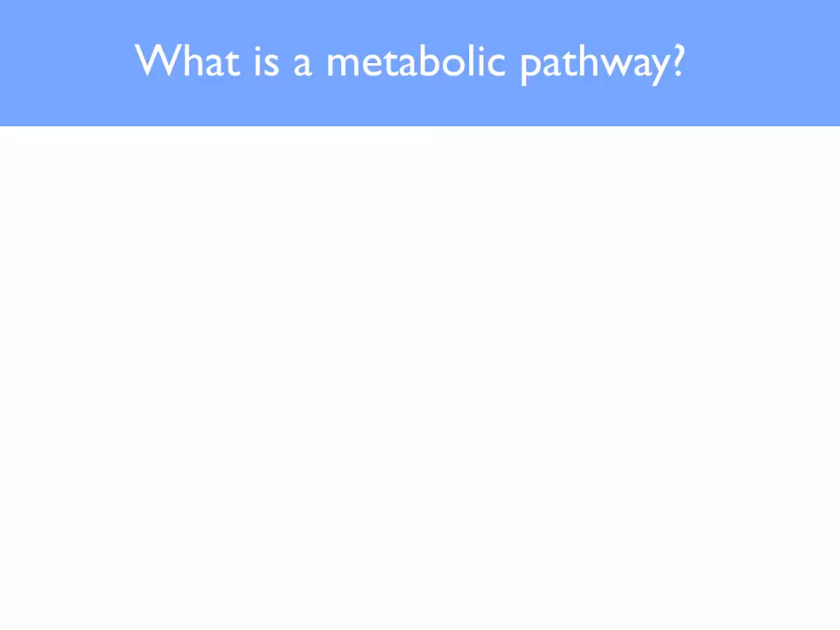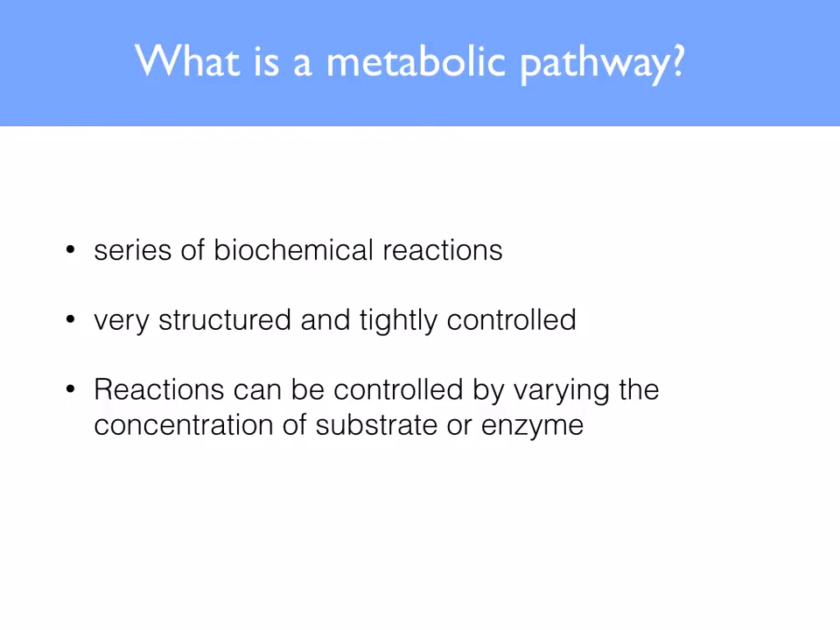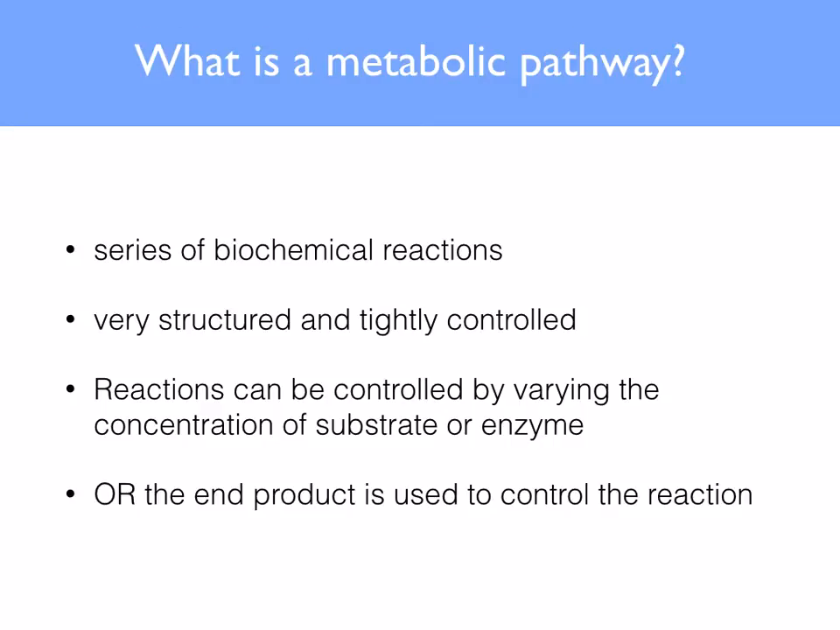So, what is a metabolic pathway? Well, a metabolic pathway is a series of biochemical reactions in which one substance is broken down or built up. Now, in a cell, you've got multiple metabolic pathways taking place. These pathways are very structured and tightly controlled. The reactions can be controlled by either varying the concentration of the substrate or enzyme, or the end product is used to control the reaction, which we'll have a look at in a moment.